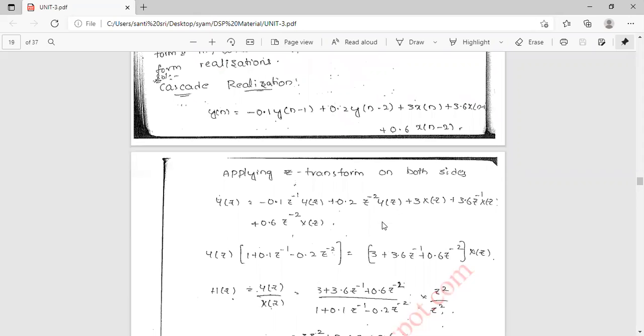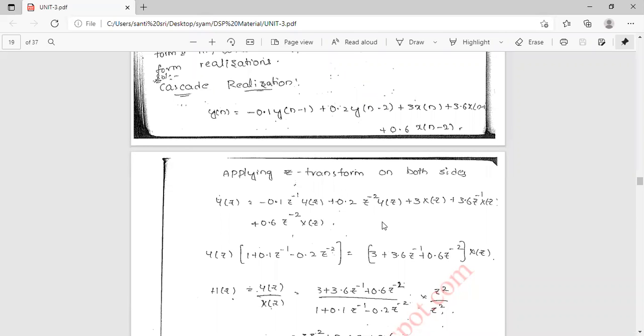Taking y of z as common so that it will become y of z into 1 plus 0.1 into z power minus 1 minus 0.2 into z power minus 2 is equal to 3 plus 3.6 into z power minus 1 plus 0.6 into z power minus 2 whole into x of z. Or taking a transfer function of y of z by x of z is equal to 3 plus 3.6 into z power minus 1 plus 0.6 into z power minus 2 by 1 plus 0.1 into z power minus 1 minus 0.2 into z power minus 2.